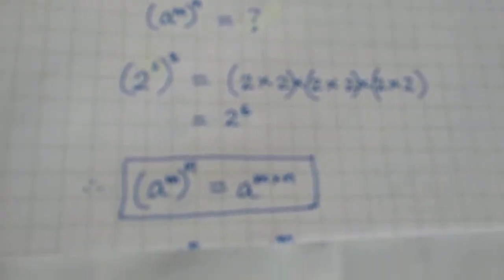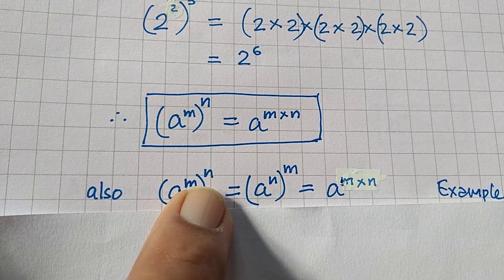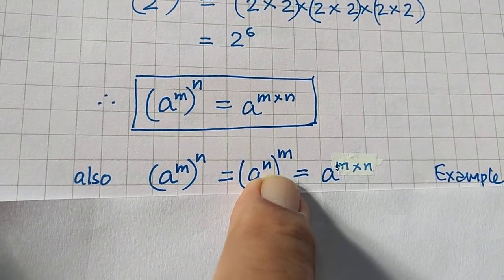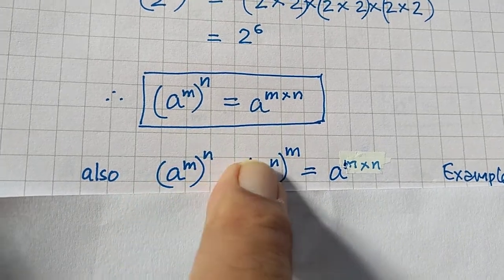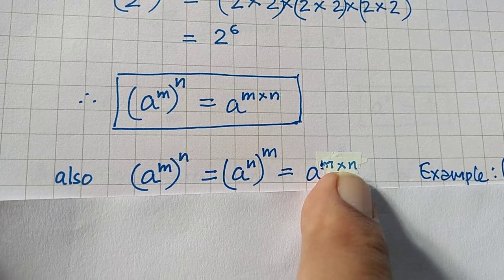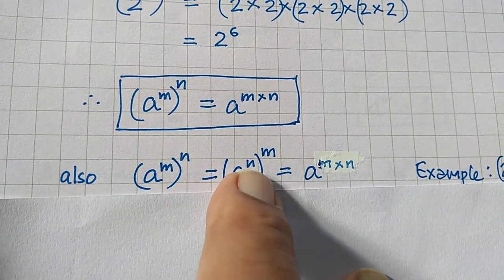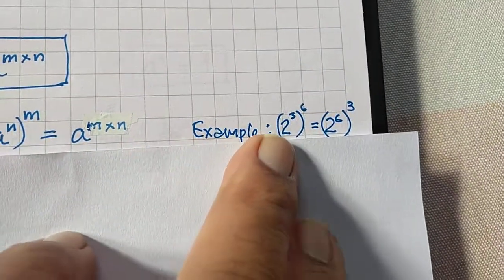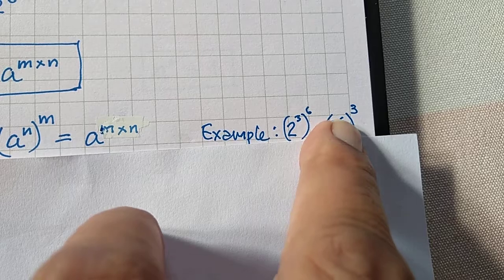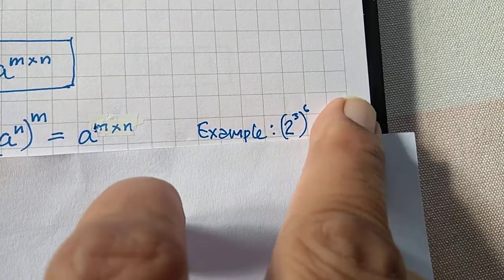And now we can also see a to the power m to the power n is equal to a to the power n to the power m, because both of these are equal to a to the power m into n. M into n is equal to n into m. So either way, if you write it like this, something like 2 to the power 3 to the power 6 is equal to 2 to the power 6 to the power 3, because 3 into 6 is equal to 6 into 3.